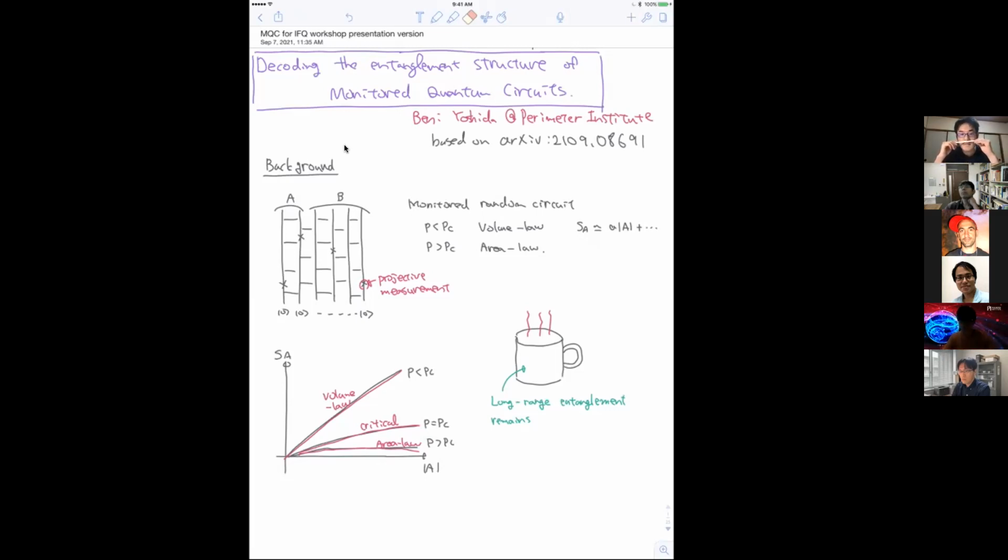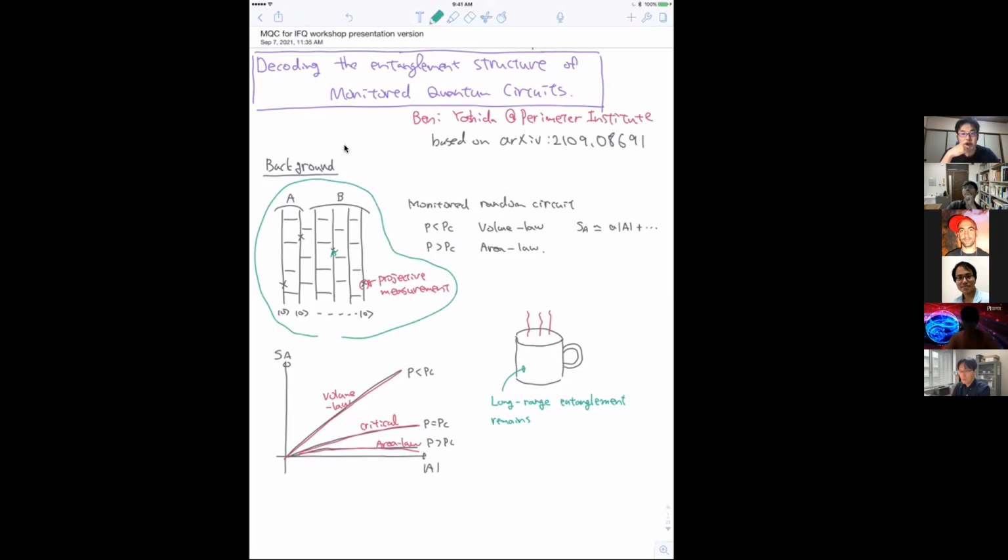But the question is, what happens if we monitor the system by performing projective measurements during its time evolution? Specifically, we imagine that at each space-time point of this discretized quantum circuit, we will perform projective measurement with some finite probability p. P can be anything. Here is a cartoon I drew. This is a quantum circuit, and the horizontal lines represent two-qubit gates, and these cross marks represent measurements.